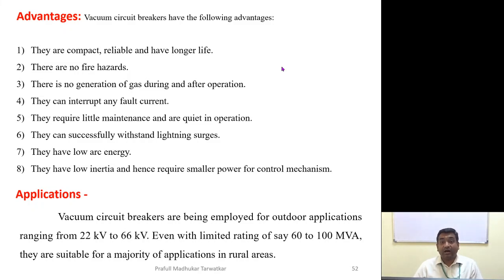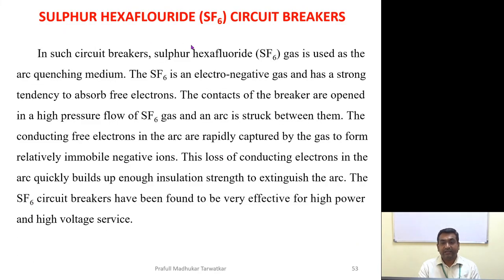They have low arc energy. This is again important, so that the power lost is less. They have low inertia and hence require smaller power for the control mechanism. Applications range from 22 kV to 66 kV, 60 to 100 MVA breaking capacity, and basically in rural areas or locomotives. Then comes next the sulfur hexafluoride or SF6 circuit breakers.